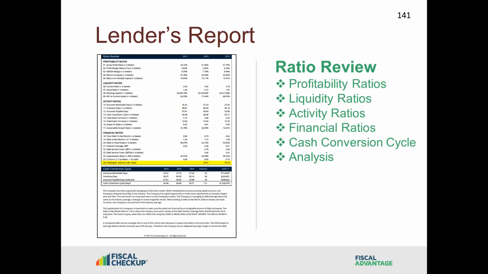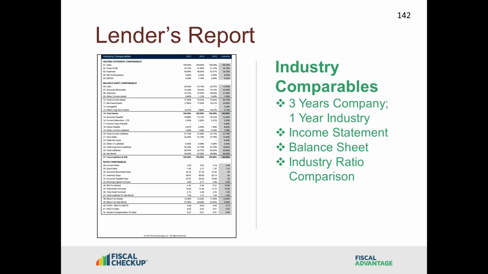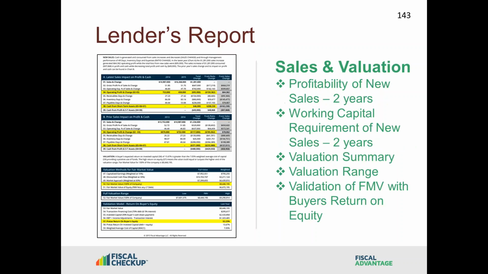There's also a ratio review of the key ratios and how they have changed over the past 3 years. The table showing the cash conversion cycle is presented on the bottom of the page. The industry comparables report is summarized on this page, showing 3 years of company values to the last year of industry data. The analysis, calculating the profitability of new sales and the working capital requirements for sales, is presented here for the past 2 years. On the bottom of the page, the summary of the business valuation is also included.